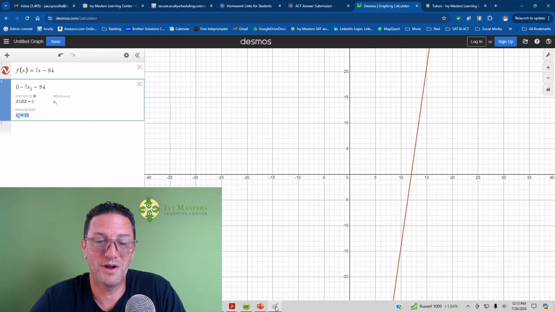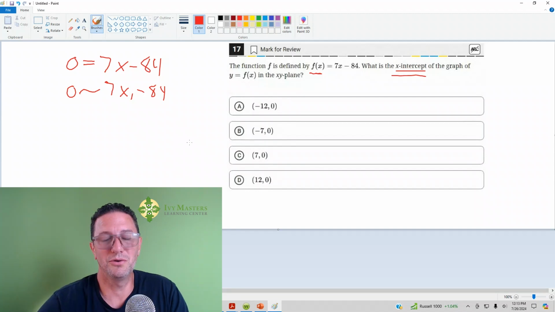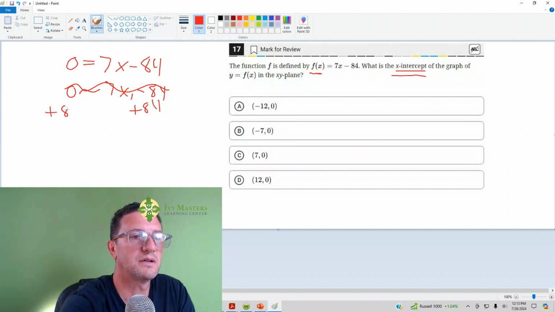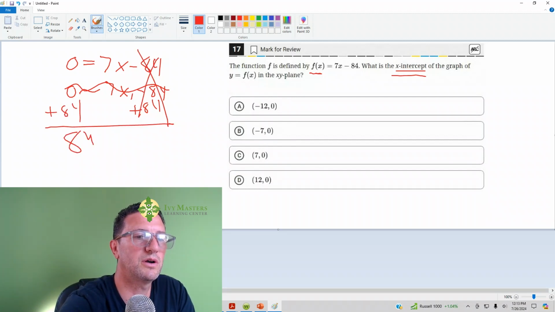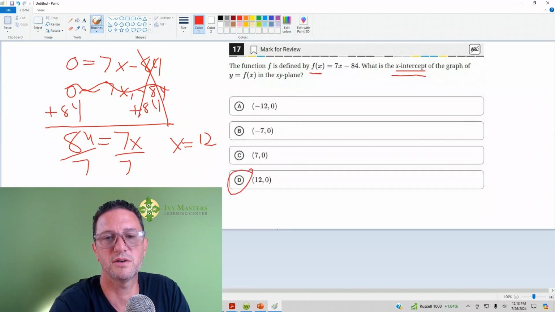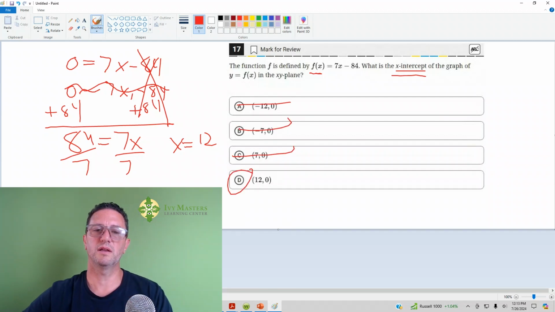Okay, last way you could also do this is algebraically. If I just add 84 to both sides, these would cancel, and I have 84 equals 7x, and then divide both sides by 7, and I get that my x equals 12. So either way, x is positive 12, and D is your answer.